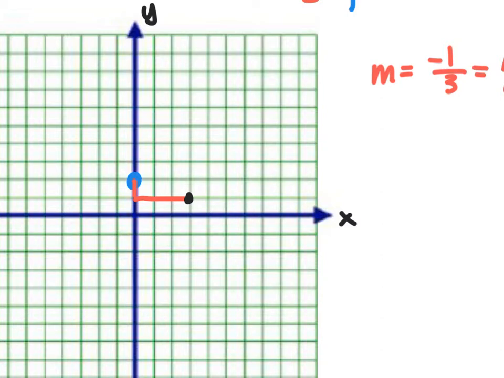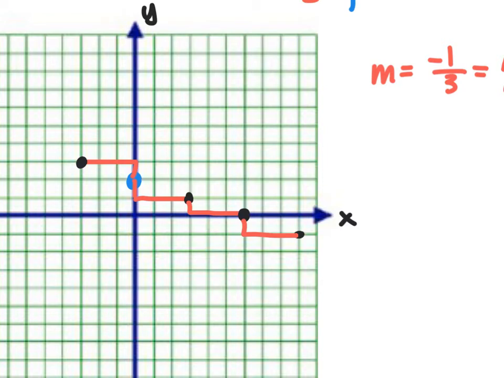Now I can repeat that same process. I can go down 1 to the right 3 and plot another point, okay? And I can do that again, down 1 over 3, and plot a point, all right? And you get this stair-step model. I can also do the same thing. I can go up 1 and to the left 3, okay, and plot a point, all right?